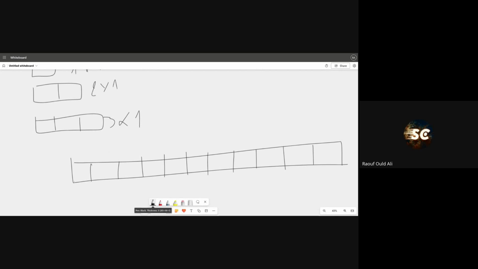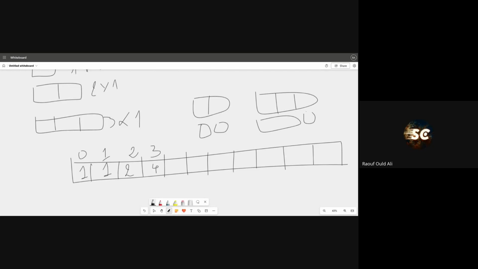So basically this is the number of ways to have a strip of length 0, which is always 1. A strip of length 1 also has 1 way. A strip of length 2 has 2 ways, like you can either have this or 2 blocks of 1. And the number for 3 is 4. Why? Because we can either have a block of 3, or a block of 2 and a block of 1, a block of 1 and then a block of 2, or 3 blocks of 1.